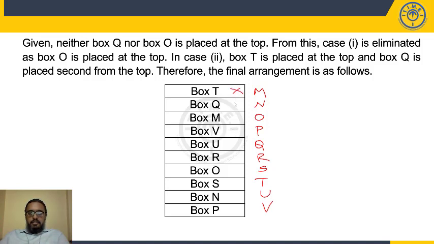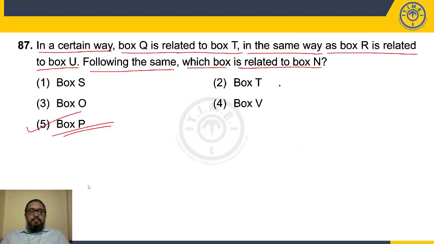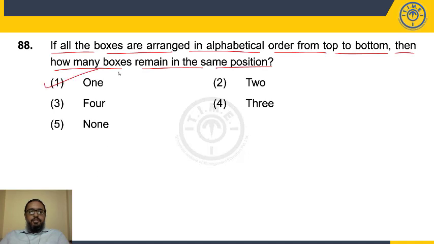It's not this, it's not this, not this, not this, not this. Yeah, R is there, not this, not this, not this, not this. So only one box will be remaining in the same position. Okay, one is the answer. Yeah, first option.